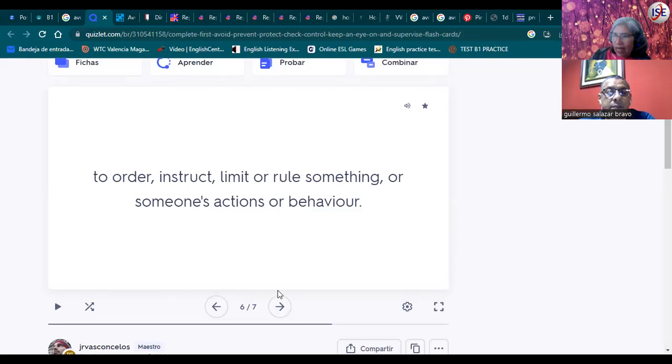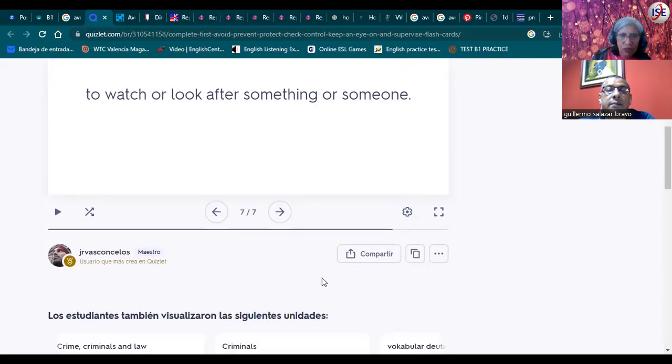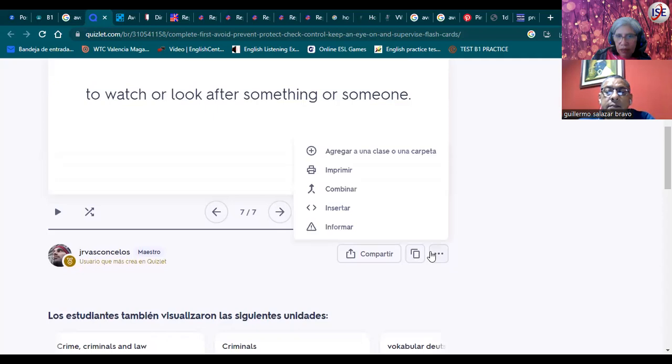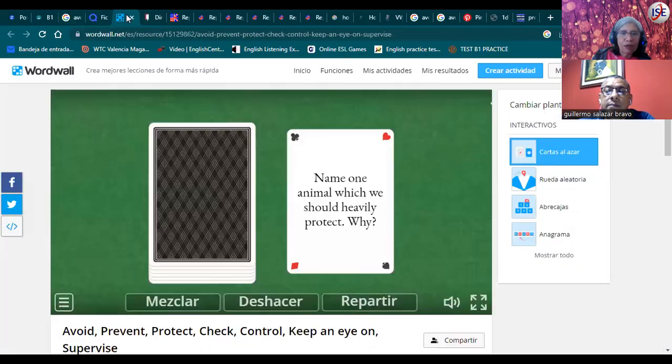And finally, keep an eye on: to watch or look after something or someone, and I would add permanently. Okay, so according to these definitions, I can add this to the classroom. Okay, nice. Good to know.